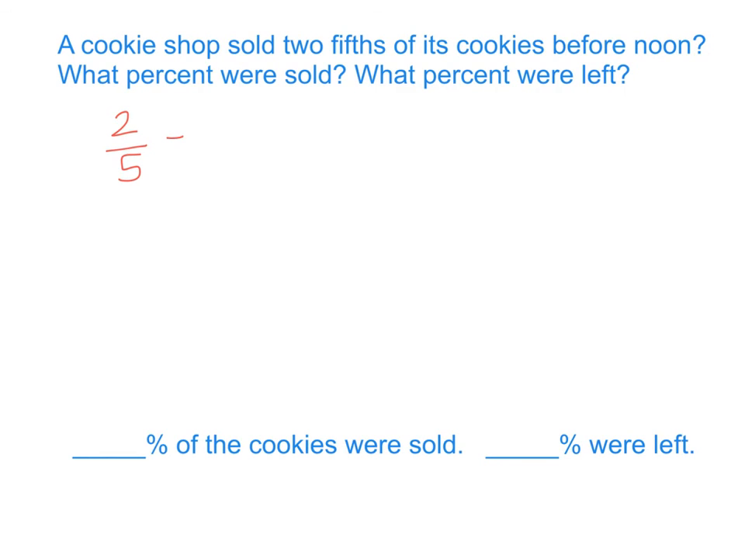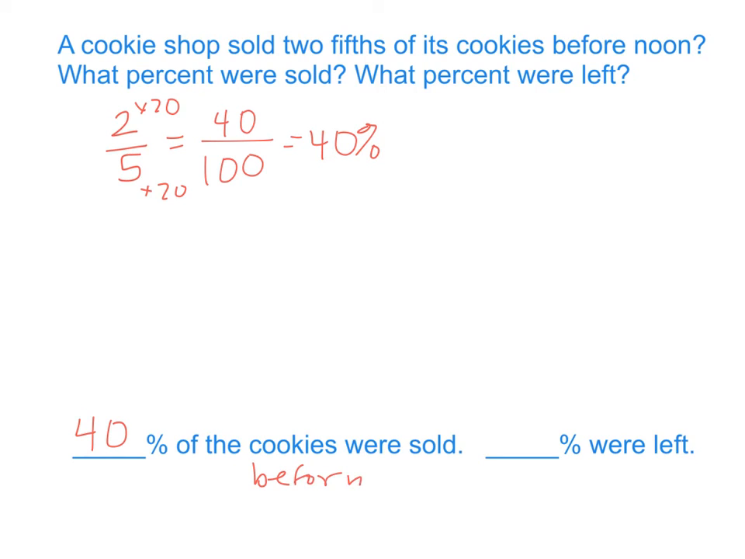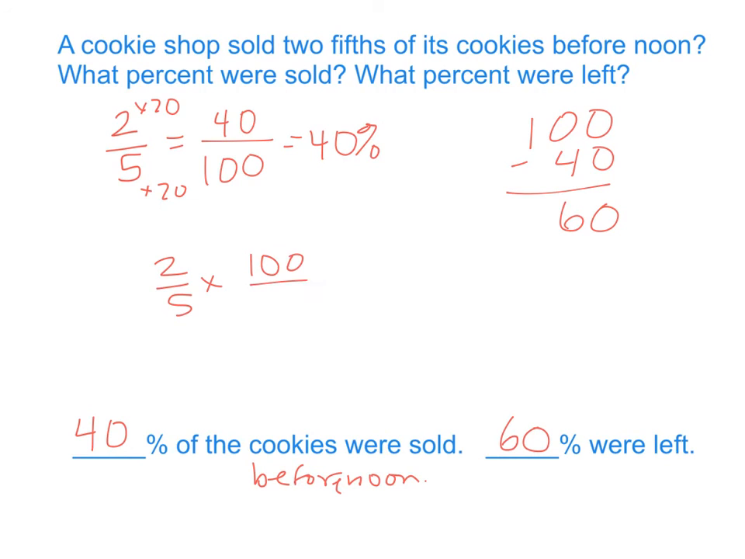2/5 were sold before noon, so a percent means change it to 100ths, so times 20 would be 40 out of 100, so 40% were sold before noon. Should have had that in my answer. And then what's left? If there was 100% to begin with minus 40%, there would be 60% left. You might have also taken 2/5 times 100%, and that would change to 1, and that would change to 20, and that still comes out 40%.